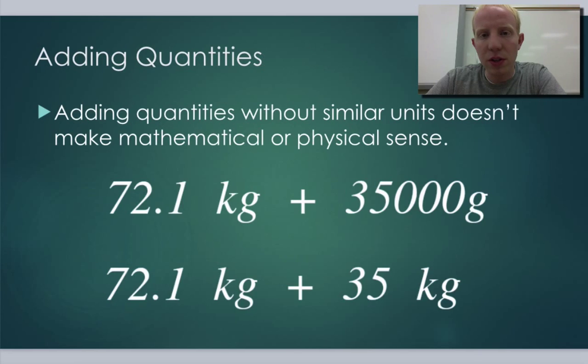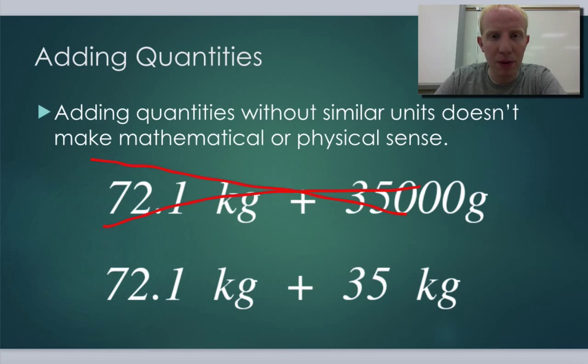Okay, so the first thing you want to learn with units is when you're adding quantities, okay, you can't add them unless they have the same units. Okay, it doesn't make any mathematical or physical sense. So for example, this one right here, 72.1 kilograms plus 35,000 grams, doesn't really make a whole lot of sense to add. Okay. So we're just going to cross that one out right now, because we can't really add those two quantities because they're not the same units. Before we can do anything, we have to convert these grams over here into kilograms.